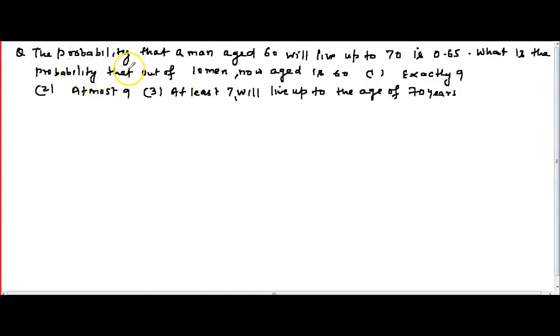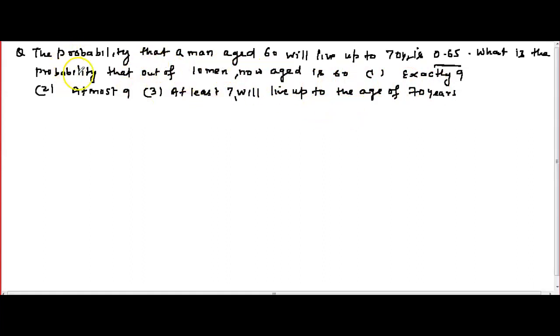So this one question is given here, the subjective type. The probability that a man aged 60 will live up to the age of 70 years is 0.65. So here, success is given: if any person aged 60 will live up to 70 years, the probability is 0.65. What is the probability that out of 10 men aged 60, exactly, and at most, all the values are given.